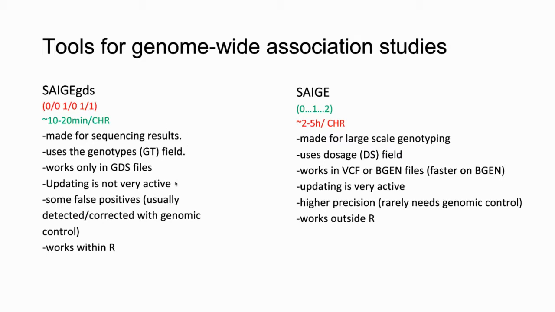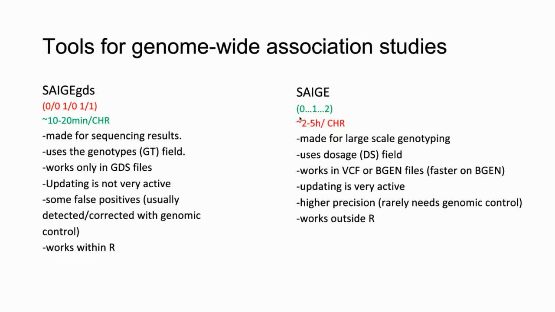What else can I mention? The updating is not very active for this one. I have not seen an update in a while, and it gives a bit of false positives because it uses the genotype. But this is easily corrected by genomic control, which Robert will tell you about later. It works within R, which is usually good for people who are not very familiar with coding, because R is kind of easy for most of us.